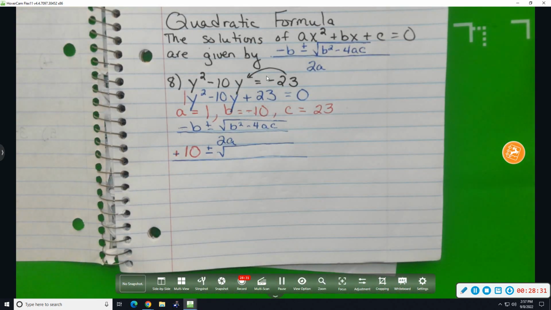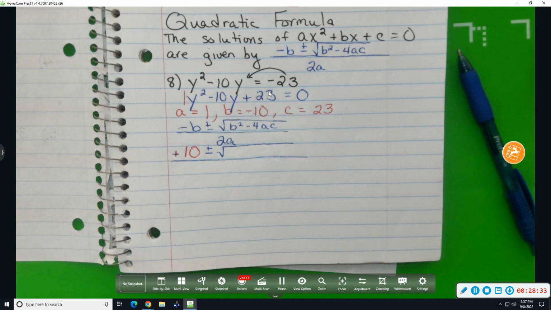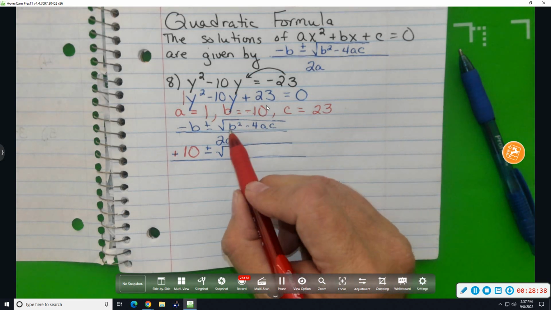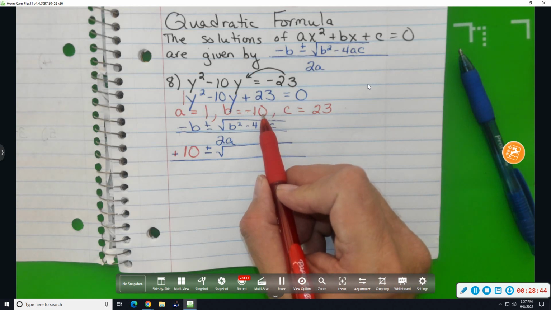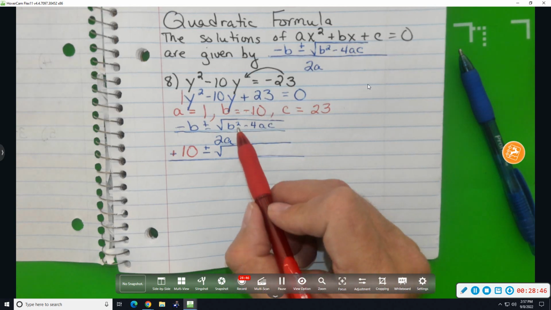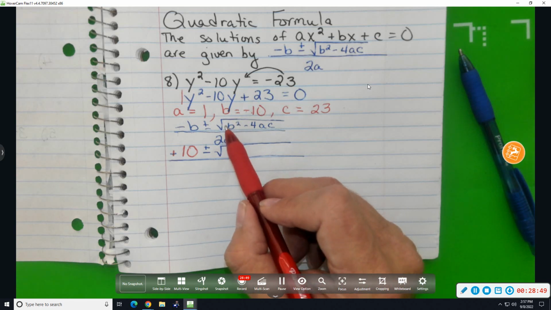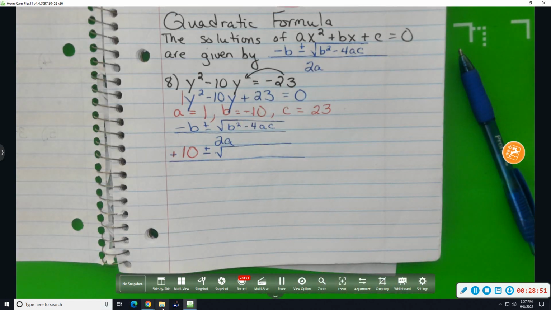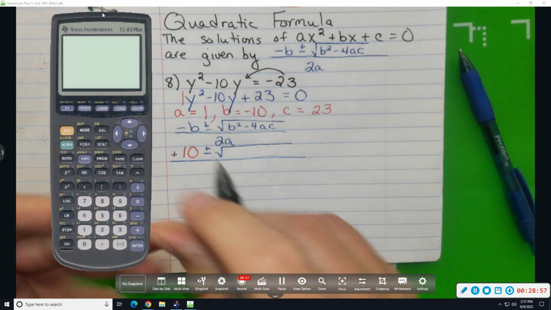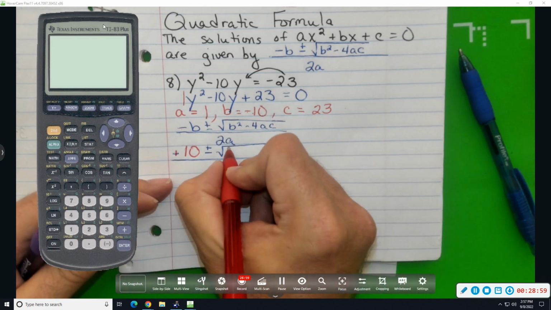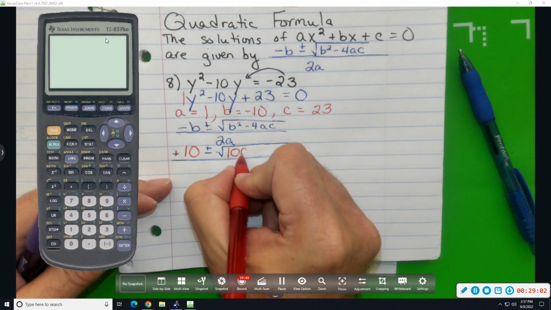Now here's where I do some stuff in my head. The b squared. Can we do that in our head? What's negative 10 times negative 10? 100. It's a positive 100. I'll always do the b squared either in my head or I'll pull up my little calculator if the number was so large. I'm just writing 100 rather than negative 10 squared.